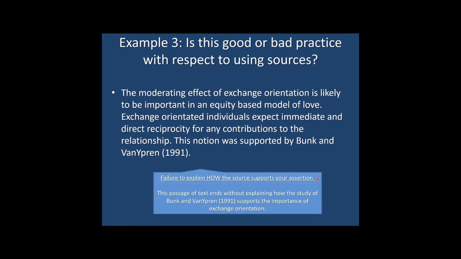The thing you might have noticed about this particular example is that although the author has used a source by way of a citation at the end of their text, the problem is the reader cannot tell from looking at this text how the particular source they've used supports the assertion being made.